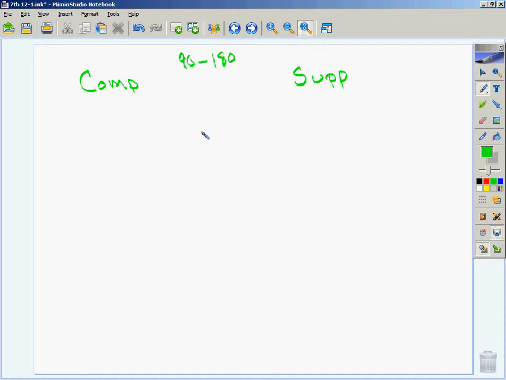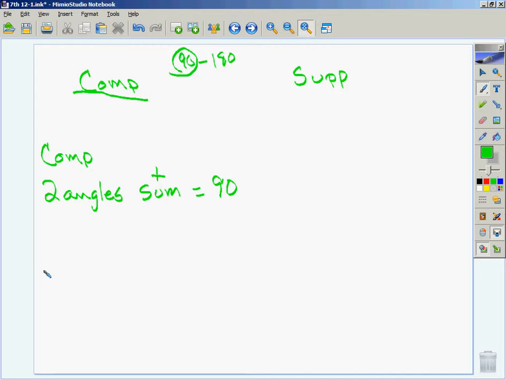Alphabetize them. Which comes first in the alphabet? Complement or supplement? This comes first in the alphabet. What comes first on a number line? 90 or 180? 90. So complement means two angles that have a sum. Sum means what? Addition is equal to 90. Anytime I see the word complement, I think of a blank plus a blank being equal to 90 degrees. Two angles that add up to 90.